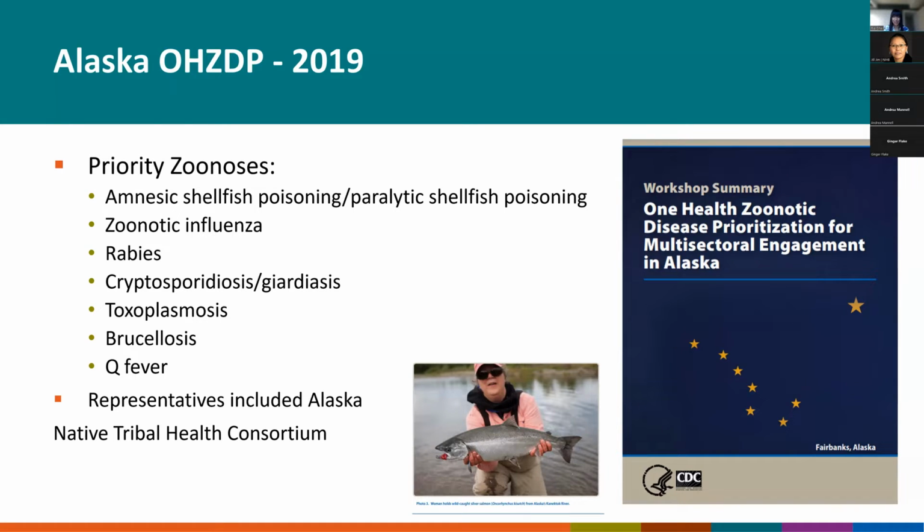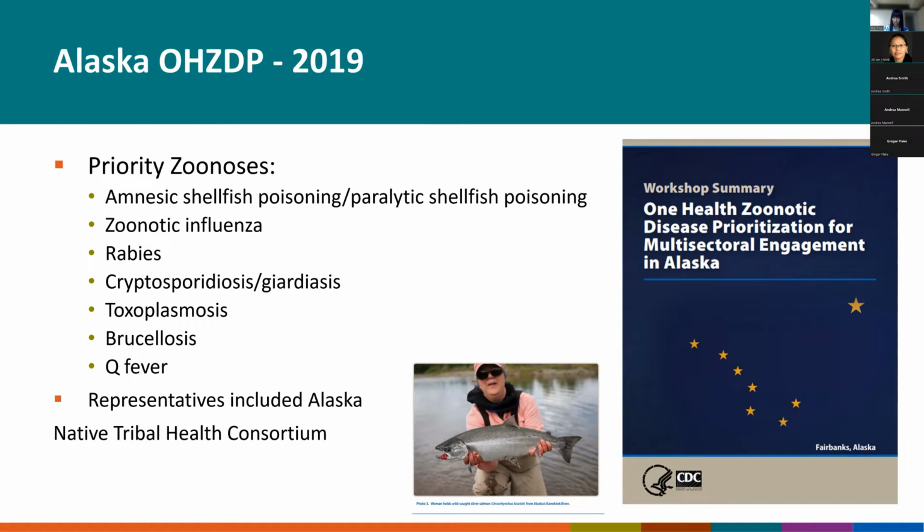And I was really fortunate to be at this workshop and really delighted by the strong presence of tribal health representatives there, including the Alaska Native Tribal Health Consortium. And like the US OHCDP report, you can read about Alaska's on our One Health webpage, but I'm showing here the list of priority zoonoses.